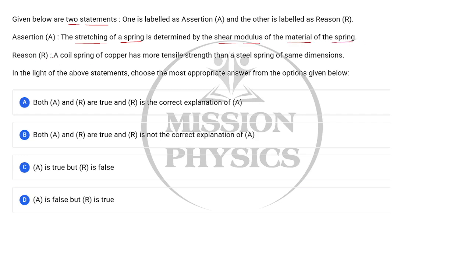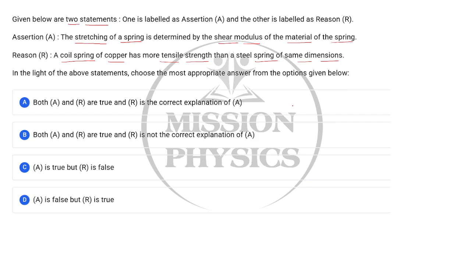spring, and the reason R says a coil spring of copper has more tensile strength than a steel spring of same dimensions. So, in the light of the above statement, we have to choose the most appropriate answer from the options given below. There are four options given below the question.